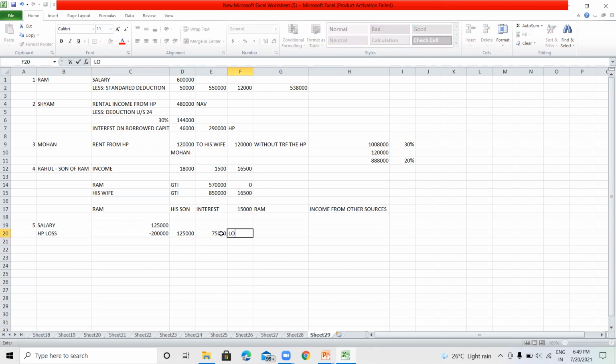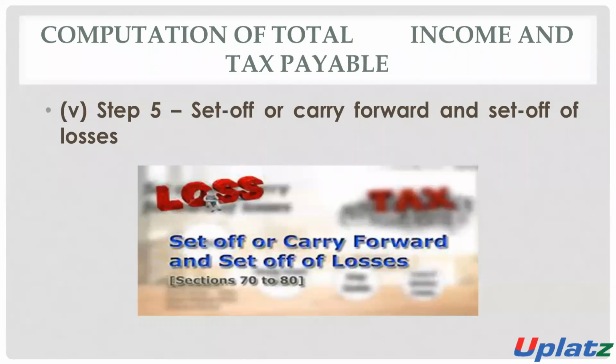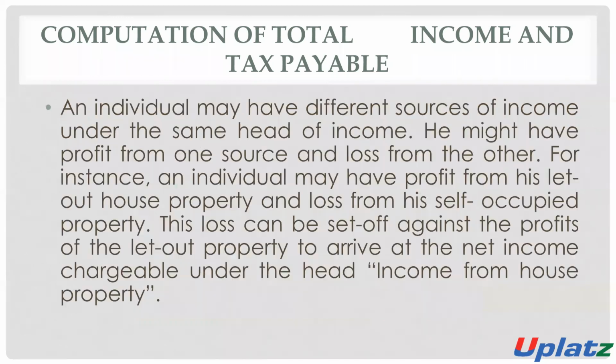The loss which is not adjusted can be carried forward to future periods, and we can set off such loss in the near future, when there is an amount of profit. So the next step is set off or carry forward to the next year and set off of the losses.